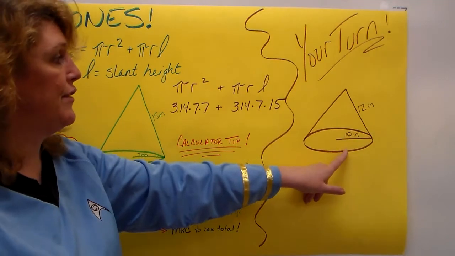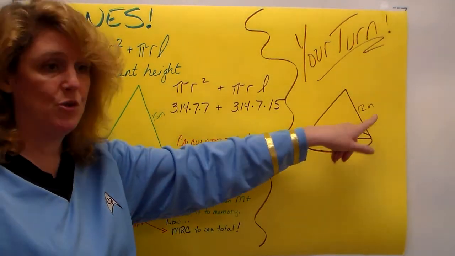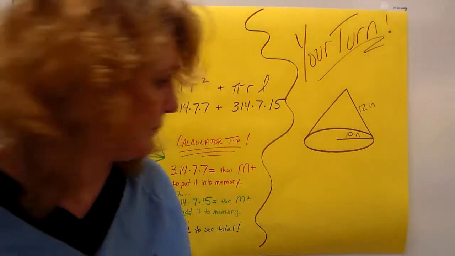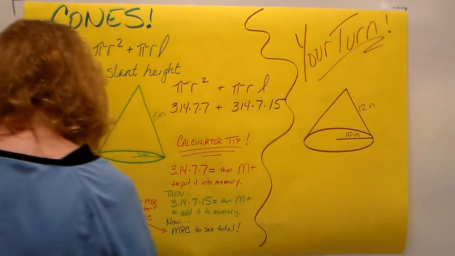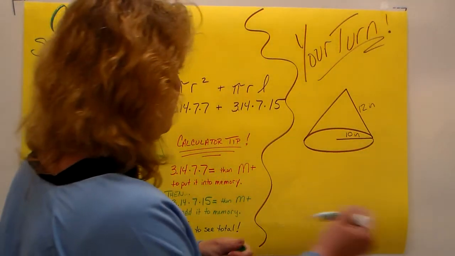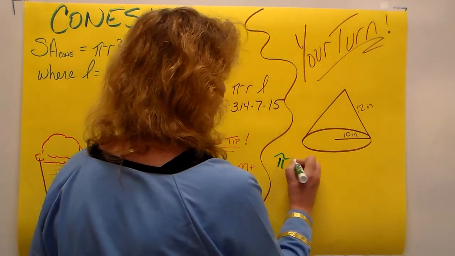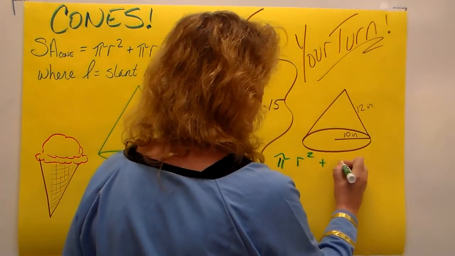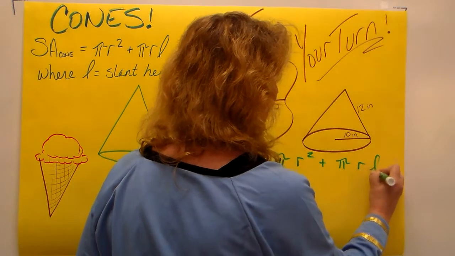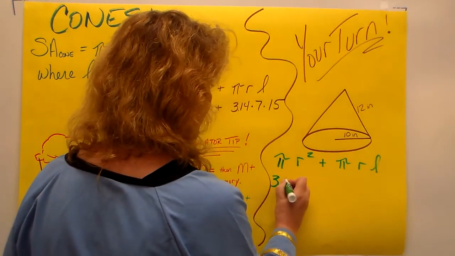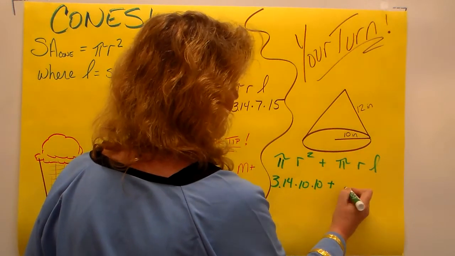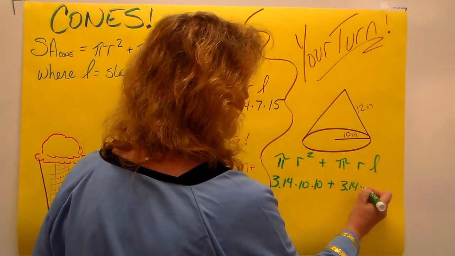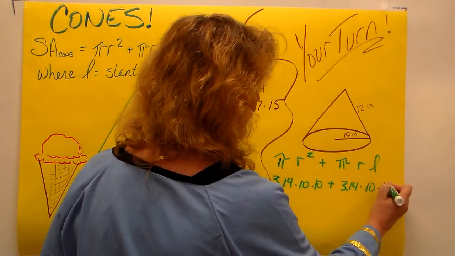So, your turn. You are going to try this cone with 10 inches by 12 inches. Go. All right, what do I have? I have red, I have pink, I have green. Let's do it in green. All right, so pi r squared plus pi r l. I'm going to plug in my numbers. 3.14 times 10 times 10 plus 3.14 times 10 times 12.